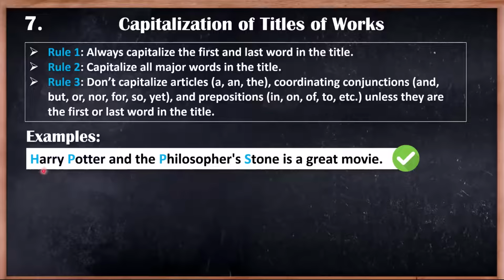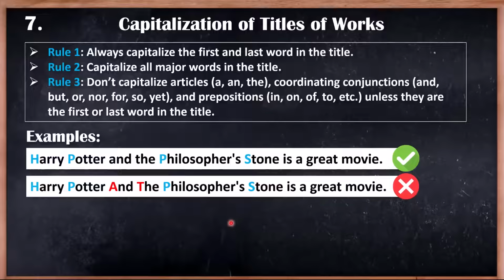So this is correct. Harry Potter and the Philosopher's Stone is a great movie. Harry and Potter are capitalized. Philosopher's Stone, they're also capitalized. But we don't capitalize articles or coordinating conjunctions in titles. So this would be incorrect. Harry Potter And The Philosopher's Stone, with capital A and capital T, that's incorrect because we don't capitalize articles and coordinating conjunctions in titles unless they are the first or last word in the title.